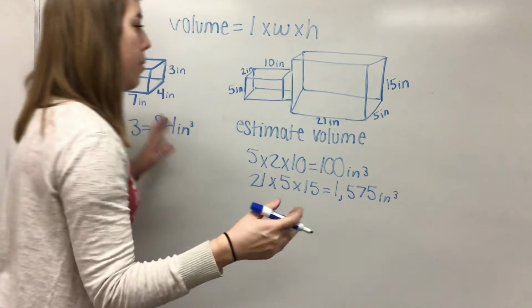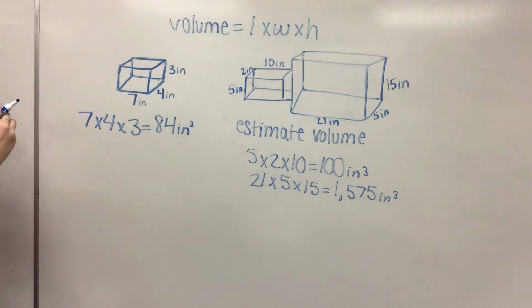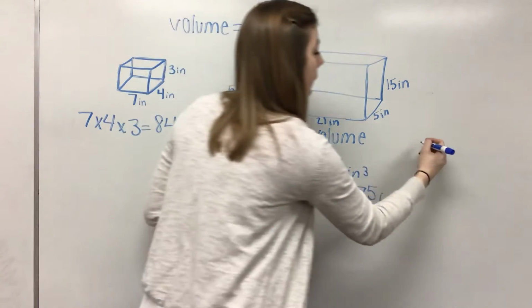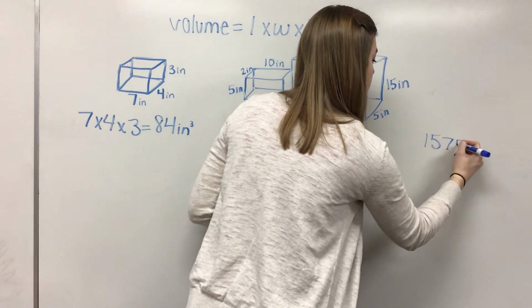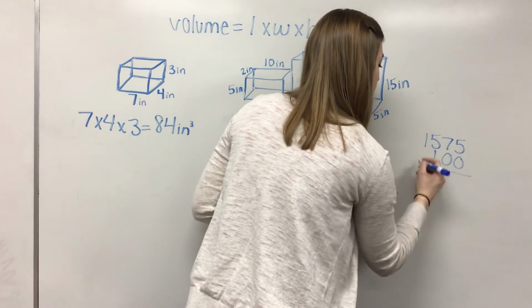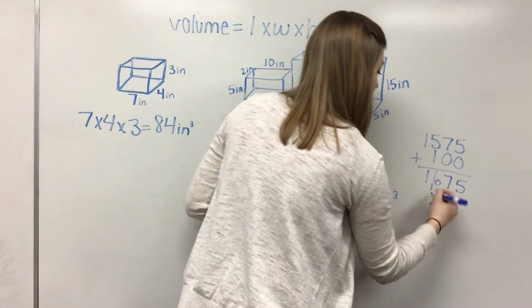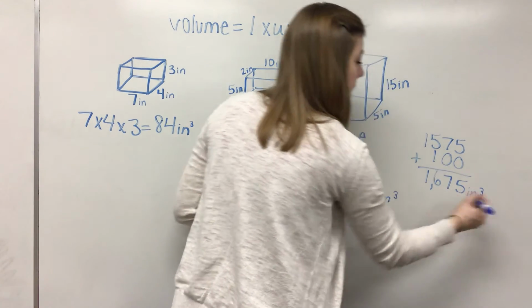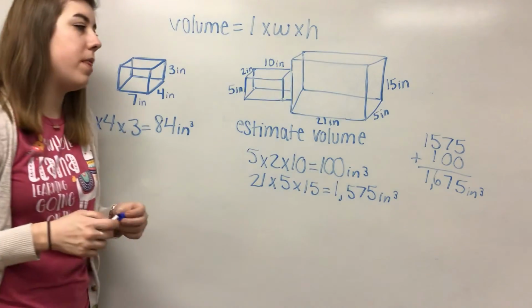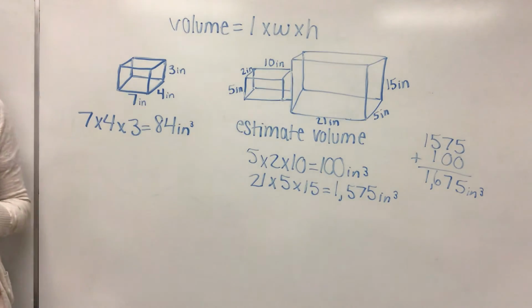And then the last step would be to take those two pieces and combine them together by adding. So I'll add 1,575 plus 100, to get an estimated volume of my guitar case of 1,675 inches cubed.